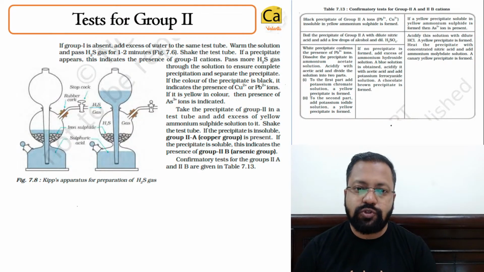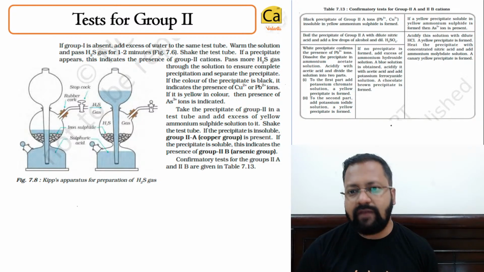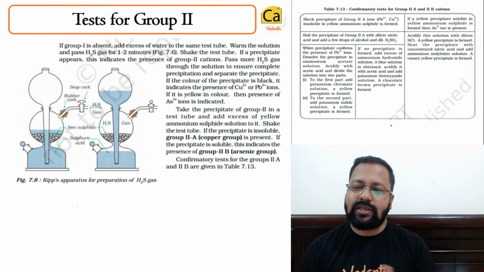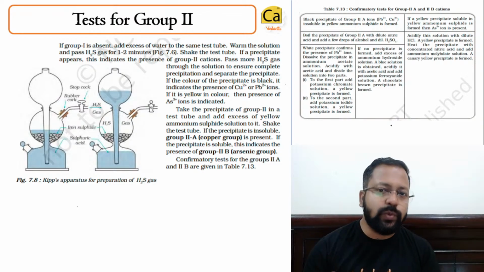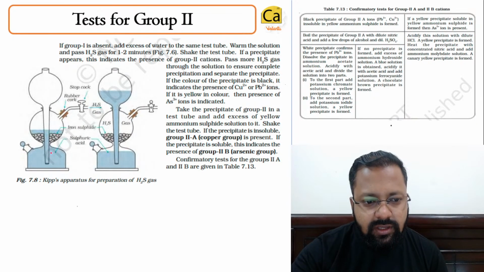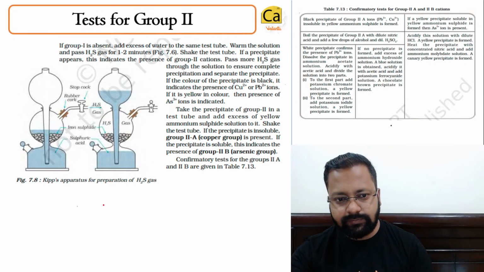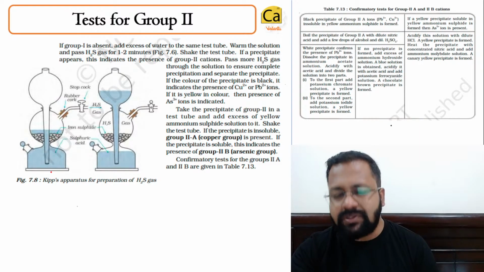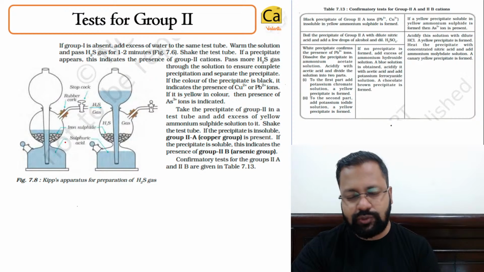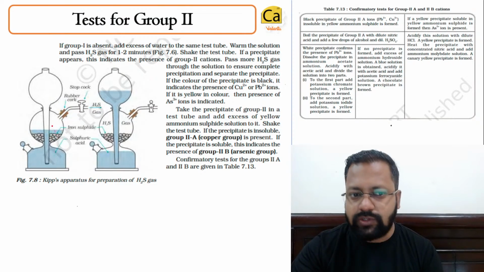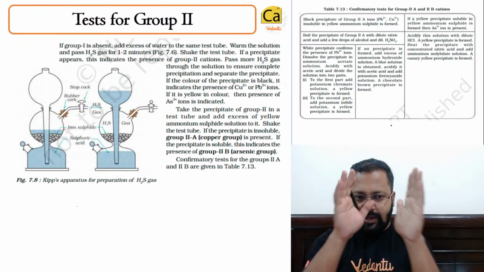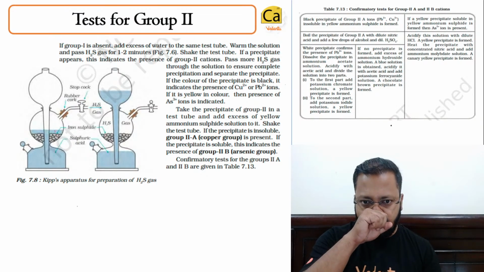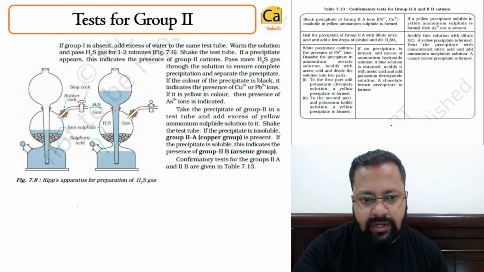Now test for group 2 आप कैसे करोगे? Whatever filtrate you have obtained in group 1, you will pass H2S gas through it. Now H2S gas in the laboratory is obtained from an apparatus known as Kipps apparatus. How do we obtain H2S gas? In this Kipps apparatus there is iron sulfide present, and we add H2SO4 to it. Iron sulfide reacts with H2SO4 to generate H2S gas, and that H2S gas is collected in this chamber.